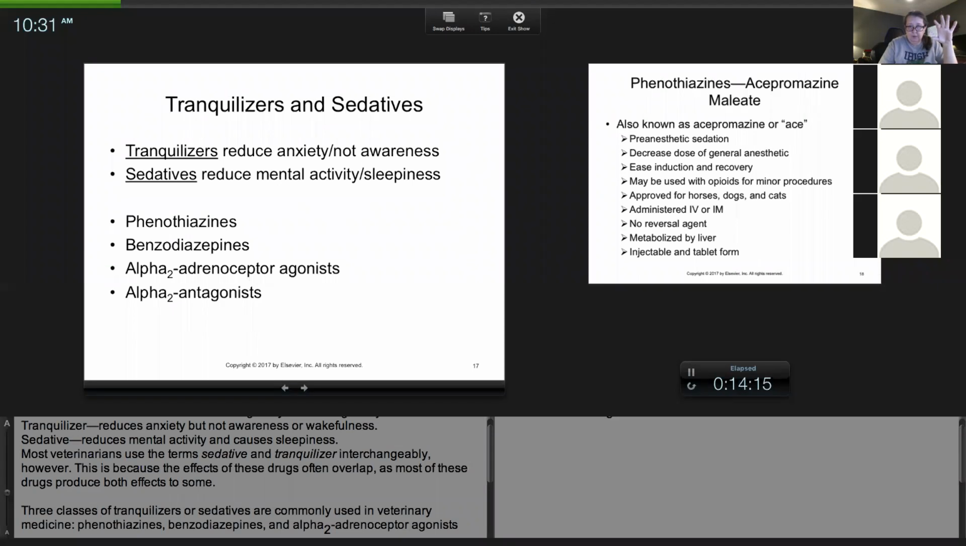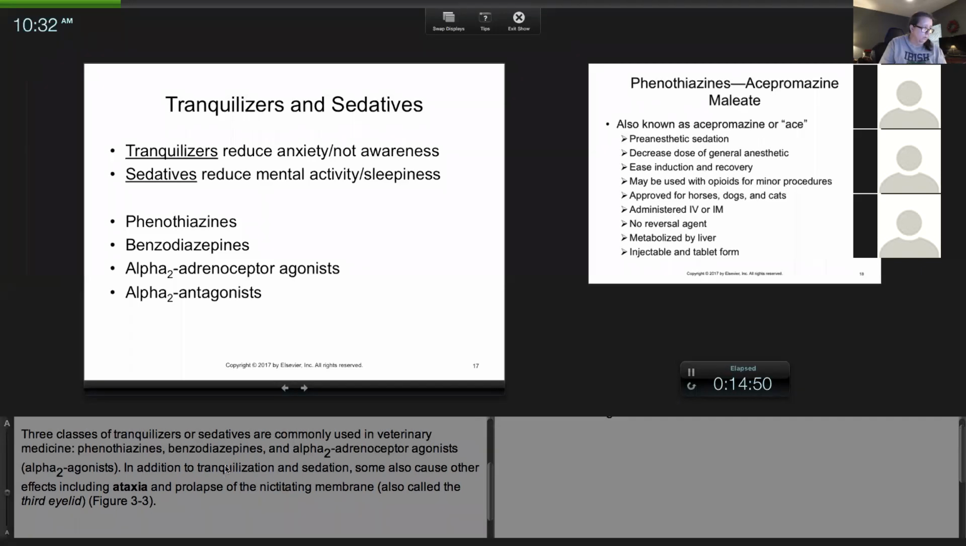But a tranquilizer can be given, like I said, we usually tranquilize big cats at the zoo, and they will be very out where they look like they are not aware. So again, with these drugs, it depends on the level that you are giving them. But these are the categories of drugs that are under the tranquilizers and sedatives. Now, phenothiazines, benzodiazepines, alpha-2 agonists, and alpha-2 antagonists.